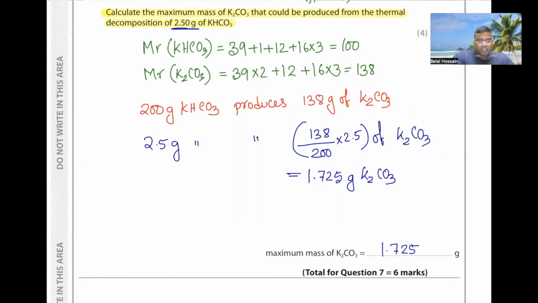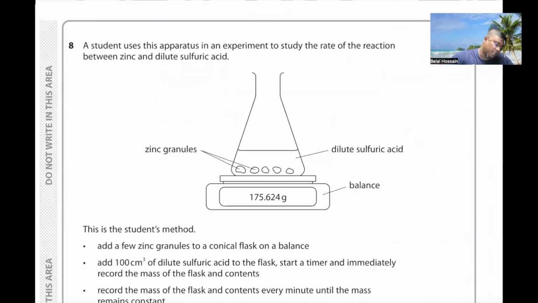So theoretically, if we were to do it practically, we would definitely lose some mass of potassium carbonate, and thereby our final yield of product would be less. However, when doing it theoretically in a copy, we get the maximum amount of mass, which we will never achieve in real life. That's why it says maximum mass of potassium carbonate, because that is only going to be possible in pen and paper. Question number 8.